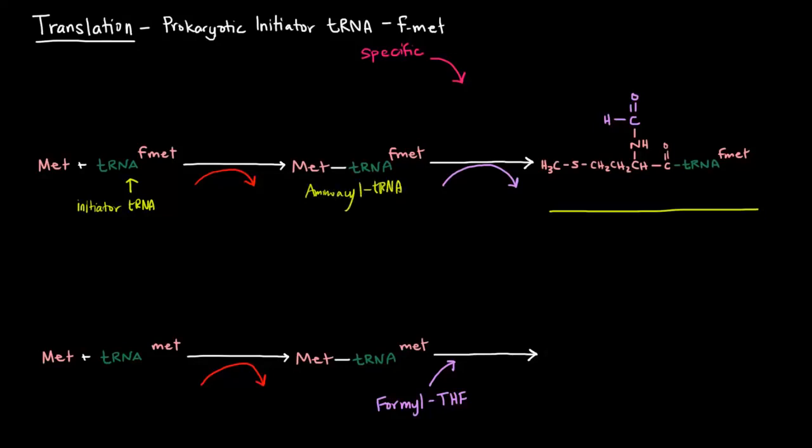Now, that reaction is catalyzed by a methionine tRNA synthetase. That's the aminoacyl tRNA synthetase, and it's specific for this reaction. And of course, that requires an ATP going to an AMP and a pyrophosphate, so the equivalent of two high-energy phosphate bonds. So then we have this methionine connected to a tRNA that's specific for formylated methionine.